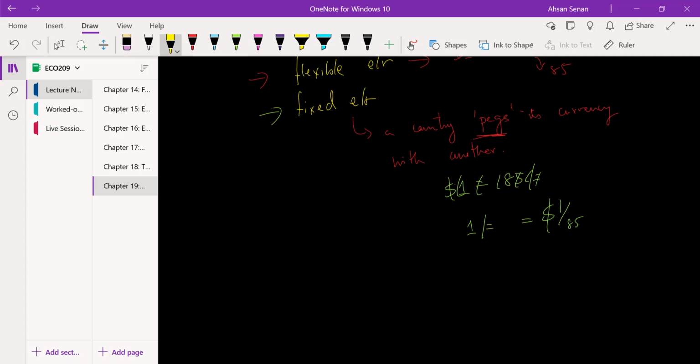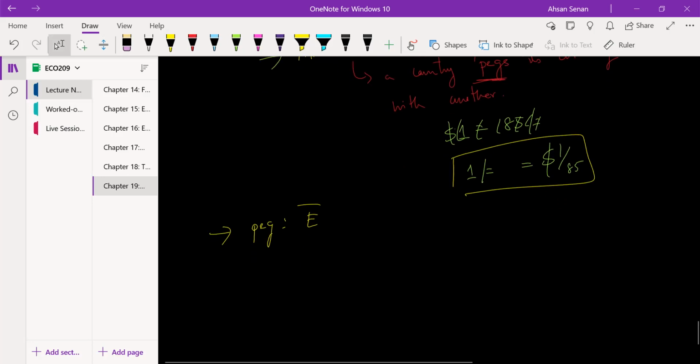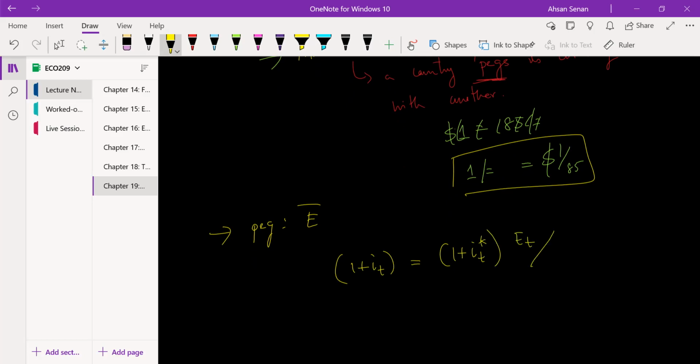So for the sake of the argument, let's suppose that this is done. What a country has done is that it has pegged its currency to this exchange rate, E, whatever it may be. In our example, this was the peg, so we've pegged it at E bar. So let's go back to the interest parity condition. Of course, we have this divided by E_{t+1}^e.